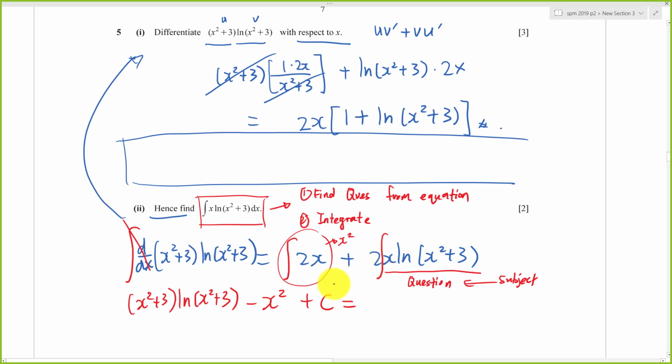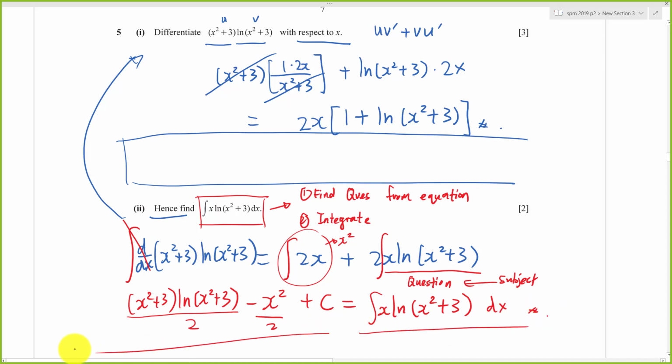What we need to do for the 2 is we divide by 2, so divide by 2, divide by 2. C no need to divide by 2, okay? So you will get this thing, x squared plus 3 dx. So that means if I integrate this one, I will get this thing. Then we're done with this 2-mark question.